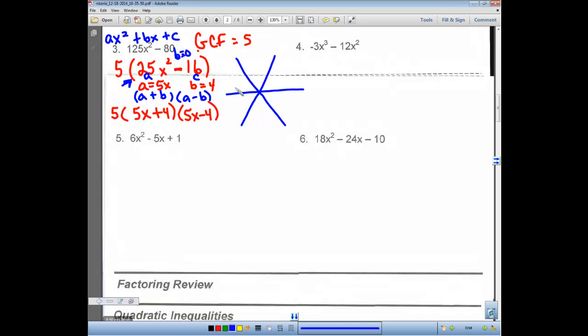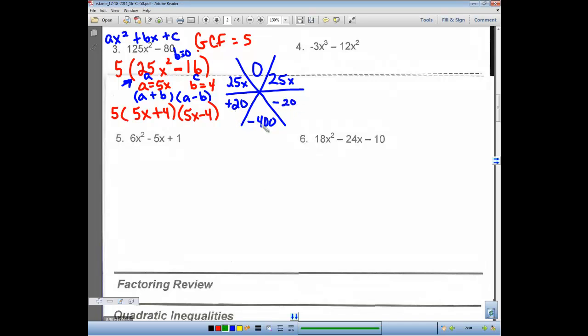So let's fill our items out. 25 times negative 16 is negative 400. The b term is 0. And in this case, ax is 25x. The two numbers that multiply together to give me negative 400 have to be the same number. 20 times 20 gives me 400. So this is positive 20 and negative 20.